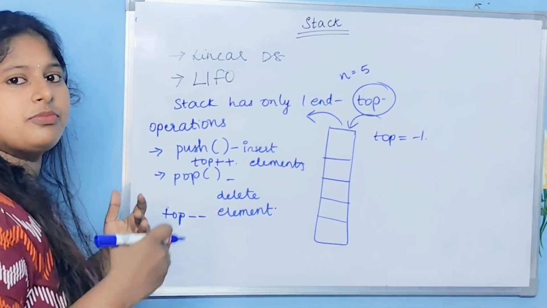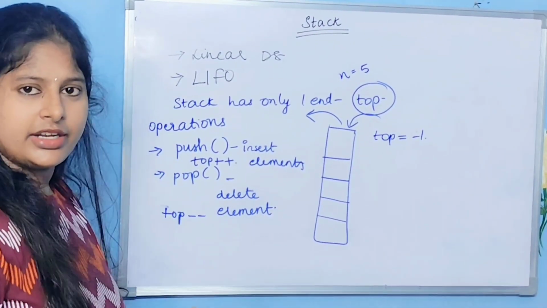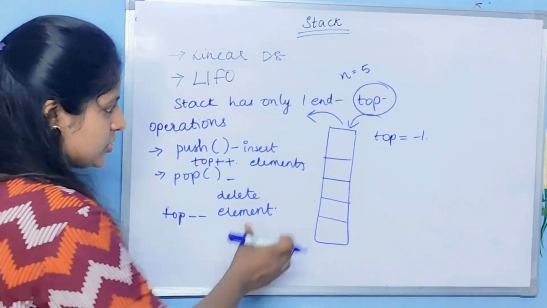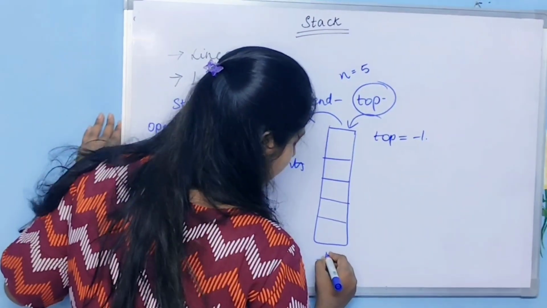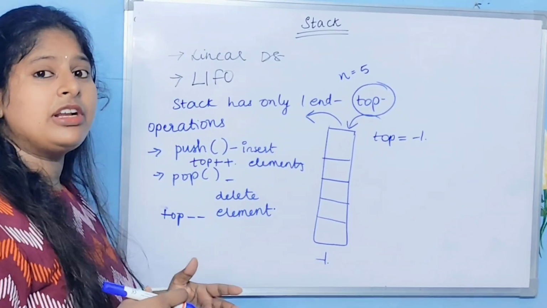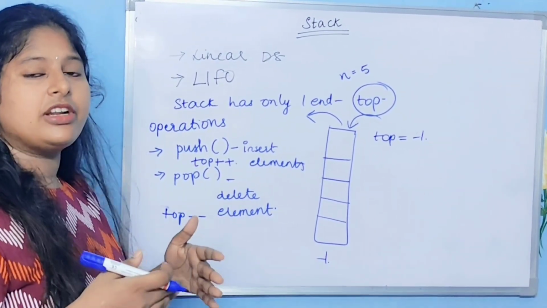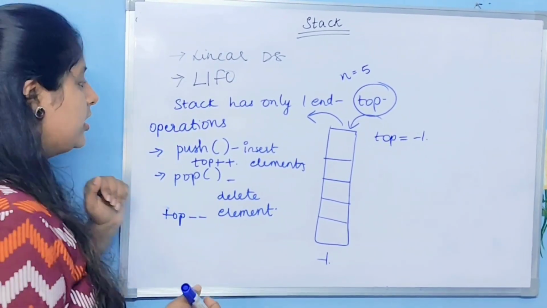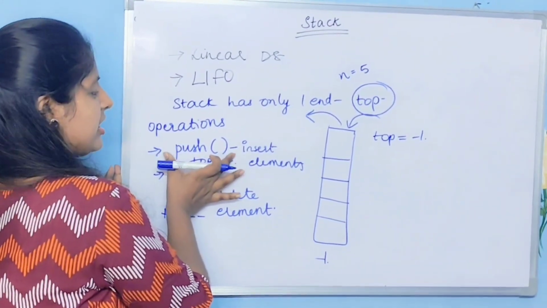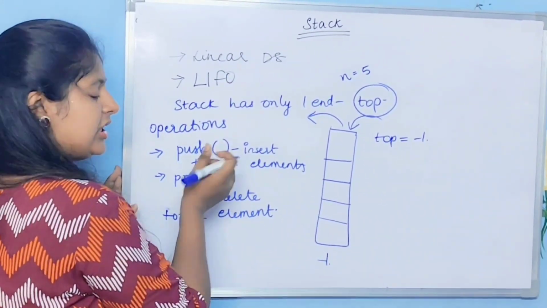In case my stack is empty and it is not containing any elements, my top value will be -1. So what is the value of top here? -1, right? Now I will try to push elements into stack. So what is this push operation? Inserting elements, and each time I try to push, my top should be incremented.